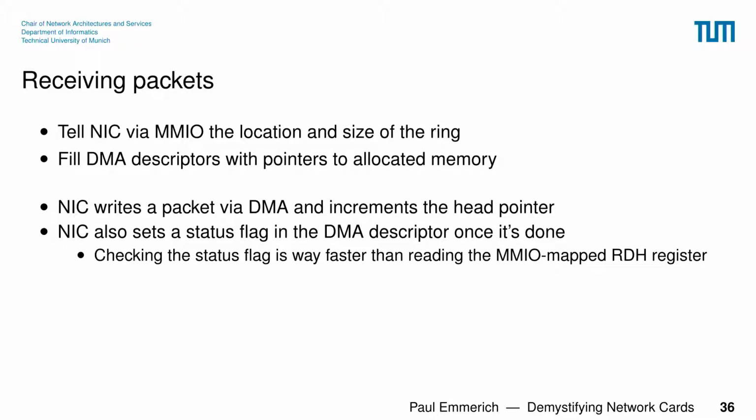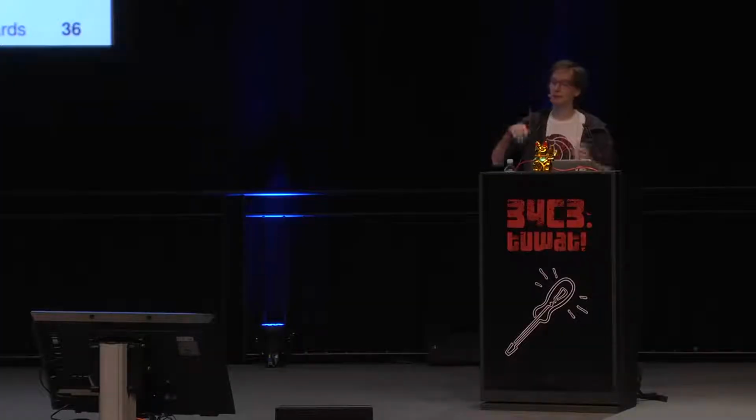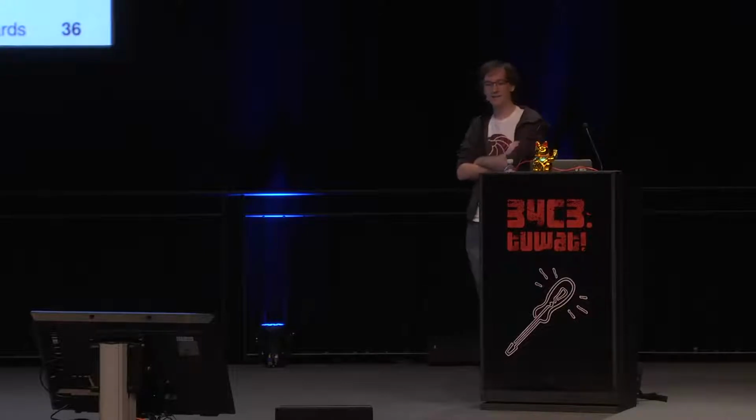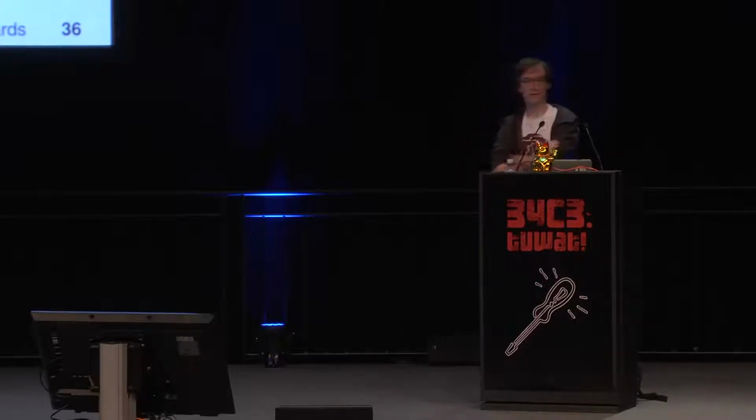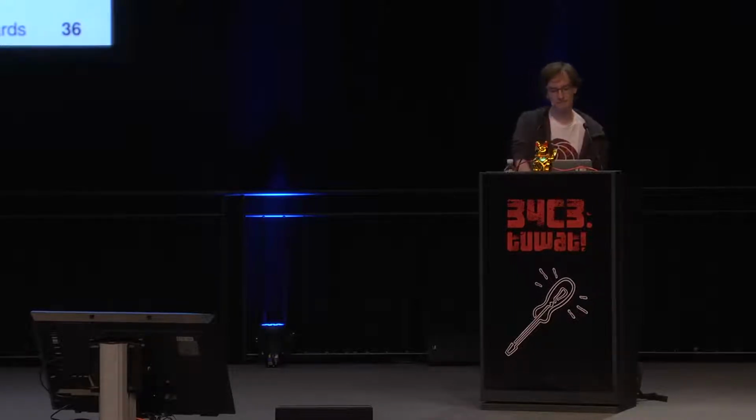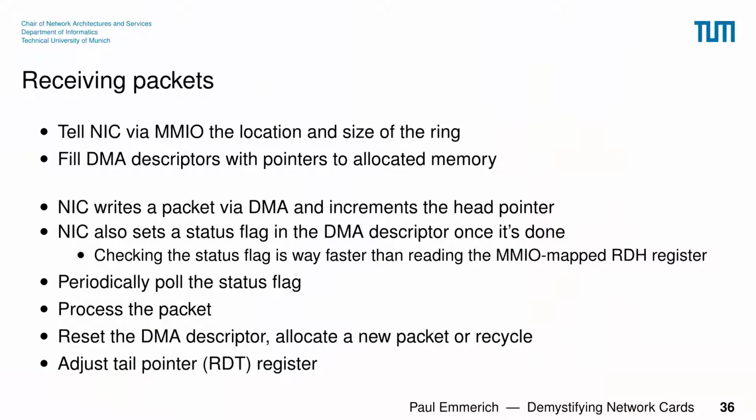And now what the NIC does, it fetches one of the DMA descriptors, and as soon as it receives a packet, it writes the packet via DMA to the location specified in the descriptor and increments the head pointer of the queue. And it also sets a status flag in the DMA descriptor once it's done writing the packet to memory. And this step is important because reading back the head pointer via MMIO would be way too slow. So instead, we check the status flag because the status flag gets optimized by the cache and is already in cache, so we can check that really fast. Next step is we periodically poll the status flag.